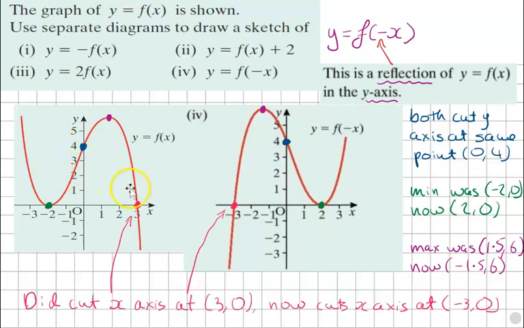Now, some more important points are 3, 0 and -3, 0. So it did cut the x-axis at 3, 0, our original function, and now it cuts the x-axis at -3, 0. So we can see it cuts the x-axis at -3, 0 now. So again, the x's have changed to their opposite sign, but the y values remain the same.